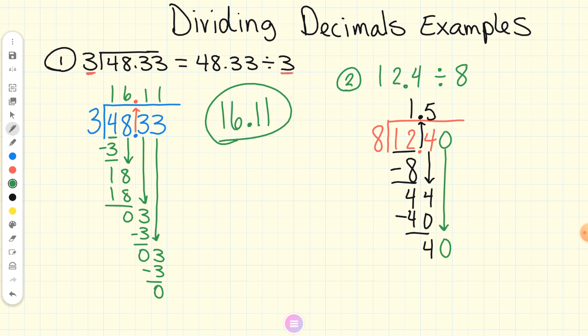So does 8 go into 40? Yes. How many times? 5 times. 5 times 8 is 40. So we get a remainder of 0, so we are finished. I'm going to write my final answer out here to the side.